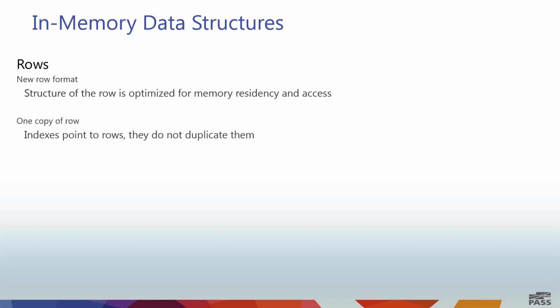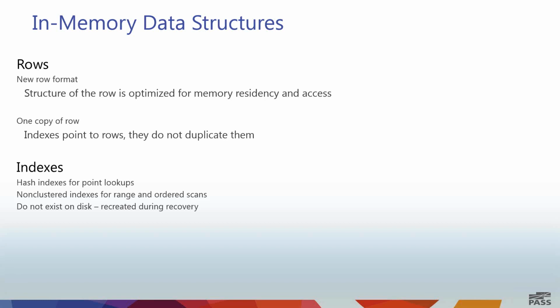And second, each row has only one copy. So indexes don't have copies of the row or copies of part of the row. Indexes live beside the row storage, and they in fact point to the individual rows. There's no duplication. One consequence of this is that every index is covering. So we don't have a notion of included columns, because all columns are virtually included.